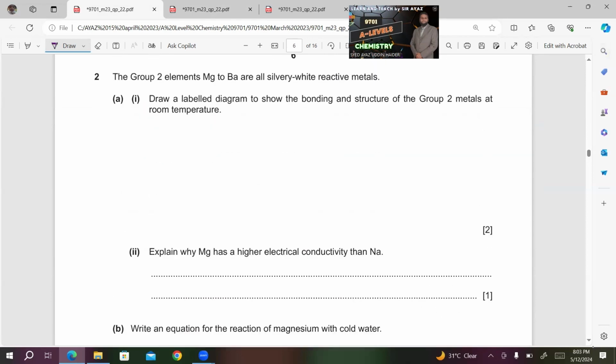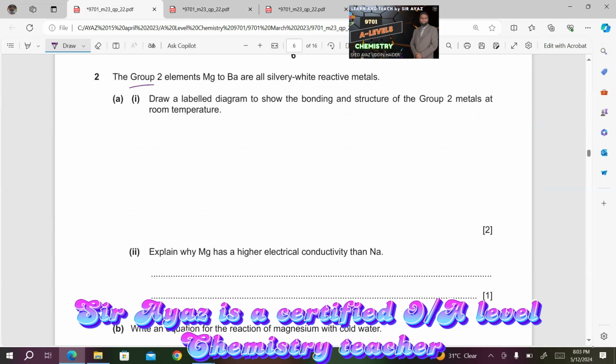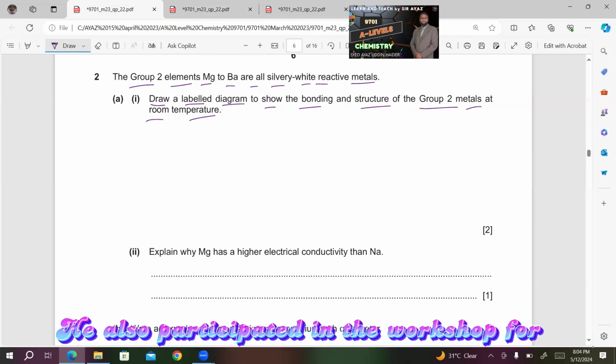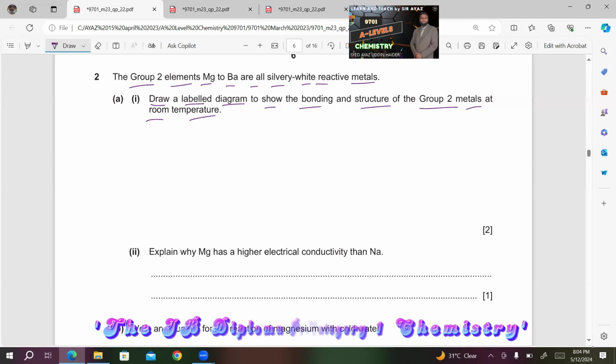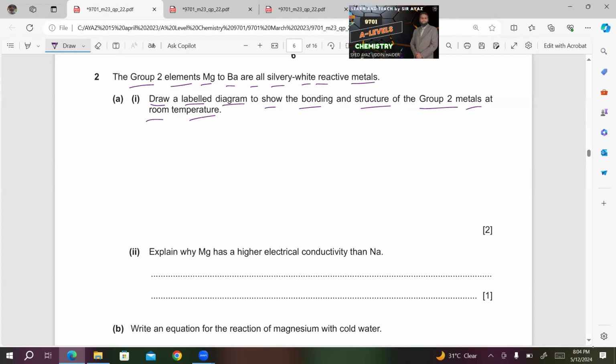Moving to next part. The group 2 elements Mg to Ba are all silvery white reactive metals. A1, draw a diagram to show the bonding and structure of group 2 metals at room temperature. So the marking key suggests you have to show 2 rows with a minimum of 4 particles. Particles means metal cations. But I always suggest to my students that it's better to show at least 3 rows of cations.